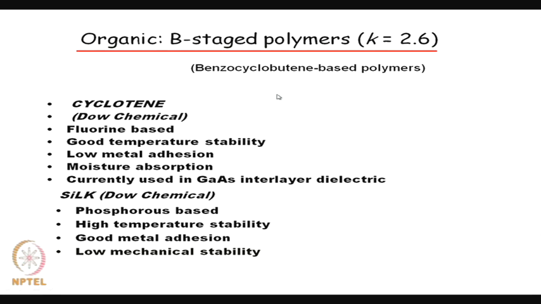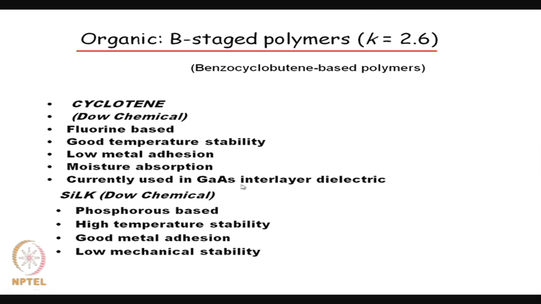And then another material can be an organic material, which is known as B stage polymer, having value K equal to 2.6. B stage means benzocyclobutane based polymers, and there are two materials available in the market, both from Dow Chemical, and they are proprietary items. One is Cyclotene, another is SiLK. Cyclotene is a fluorine based material, it has good temperature stability, low metal adhesion, moisture absorption, and is currently used in gallium arsenide interlayer dielectric. So, that is a very important thing.